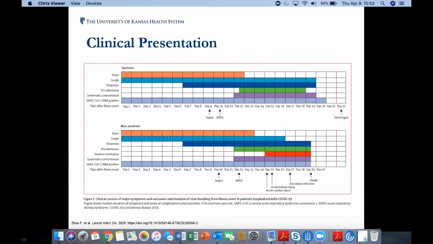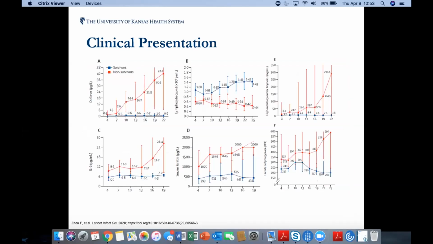So they're going to have acute cardiac injury, acute kidney injury. Patients that are ventilated may have a secondary bacterial ventilator-associated pneumonia. And then death usually occurs around 3 weeks into a hospitalization. Sometimes it's sooner, sometimes it's later, but in general, it's around 3 weeks into a hospitalization.